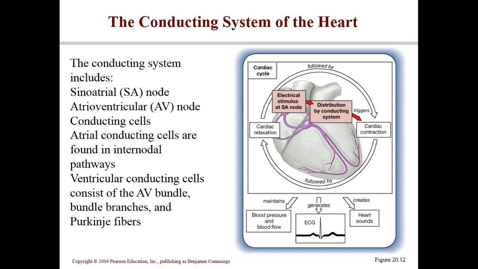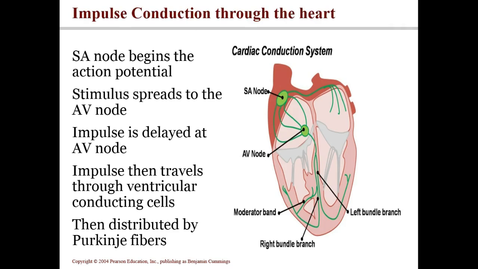The SA node action potential fires about 80 to 100 times per minute, whereas the AV node action potential fires about 40 to 60 times per minute. The SA node begins the potential and spreads it to the AV node. The impulse is delayed at the AV node, and then it travels down the bundle branches to the Purkinje fibers.